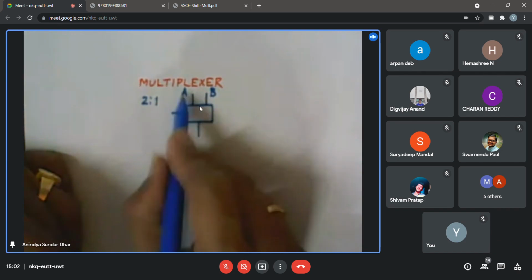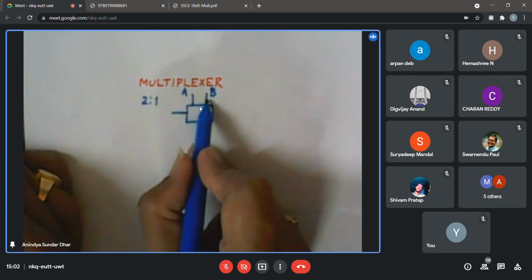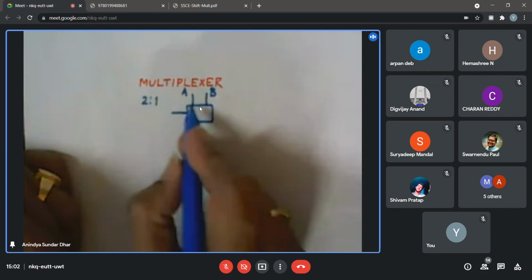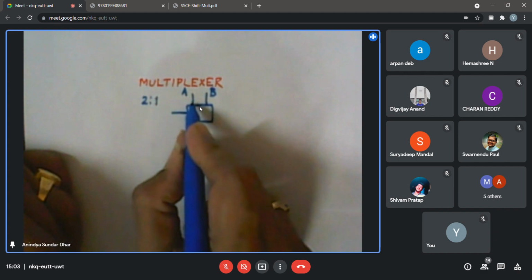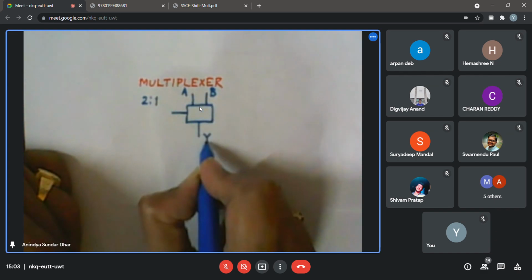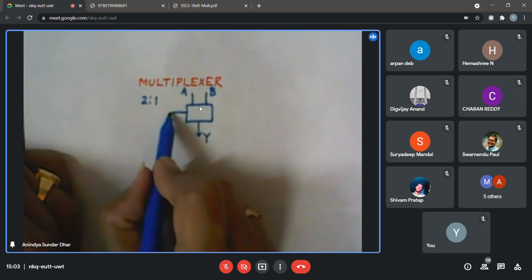So here, with respect to this 2-to-1 multiplexer, A and B are just single bit lines, essentially denoting a single Boolean variable, either a 0 or a 1. I can choose either A or B to provide at the output. Now, who will decide? There is a control line which I may call S, or select.